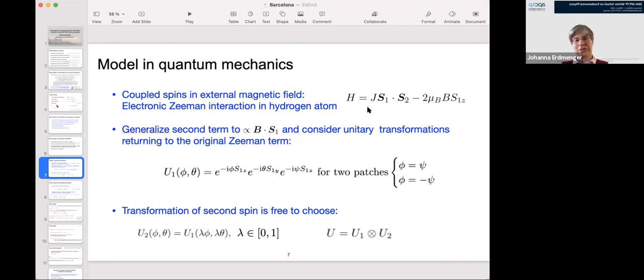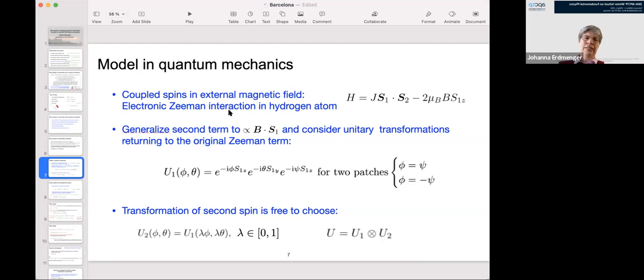This is our model. It's a model involving two spins, two spin-1/2 particles. Here's a Hamiltonian. The important point is that these spins are coupled to each other. And then one of these spins is placed into a magnetic field, just one of them. This can experimentally be realized, for instance, by the electronic Zeeman interaction in a hydrogen atom.